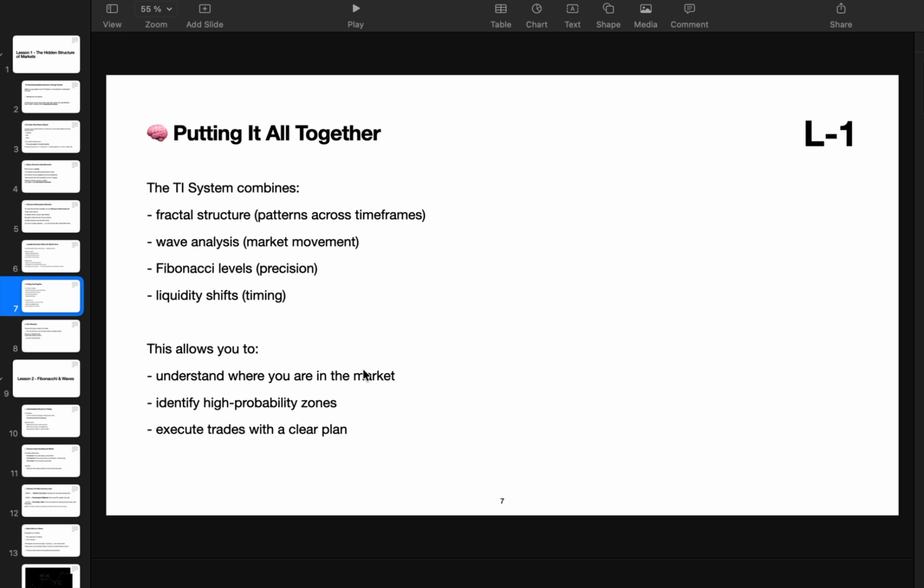Yes, and this is basically what lesson 1 is about. We just want to put it together for you, so that you understand the TI system is based on evidence that structures repeat, and this is why you should not distrust the system, or why you should at least accept that this is what exists in nature, and it exists in financial markets, and that understanding this structure is the basis of all knowledge, right?